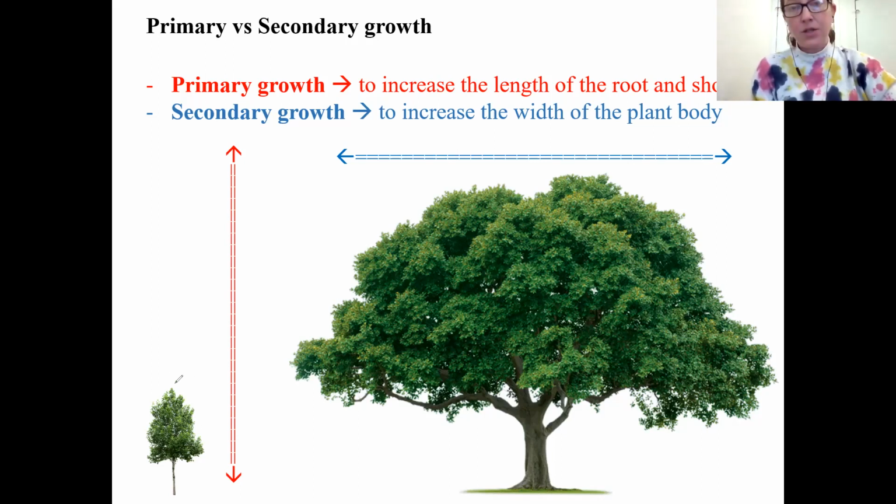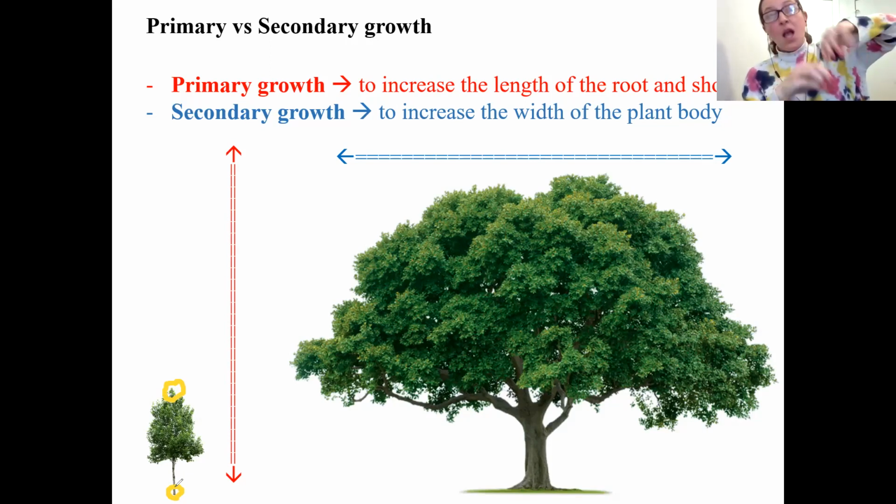It's growing. And so in order to increase in length, it has apical meristem at the tip and apical meristem at the roots. You can't see the roots here, but imagine there's roots down there. And those apical meristems make those primary meristems that I just described and allow the plant to grow in length.